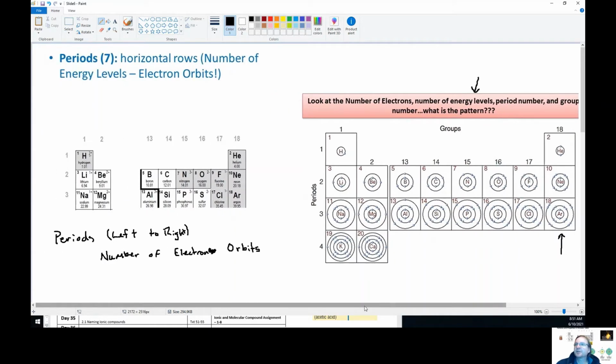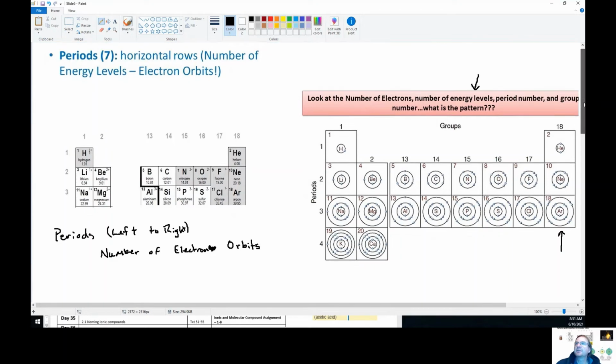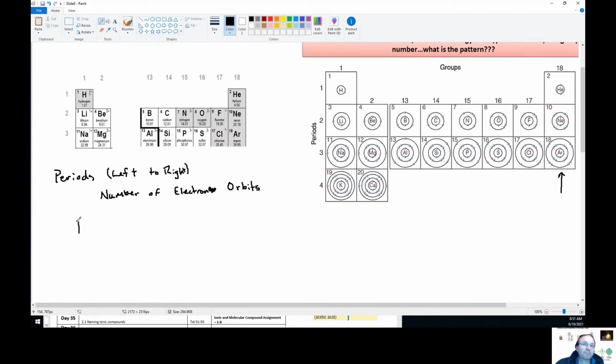So let's just finish our little notes here on the side because you've taken a look. So period 1, 1 orbit. We also call it an energy level because electrons have energy. Period 2, 2 orbits. Period 3, 3 orbits. We get the pattern.